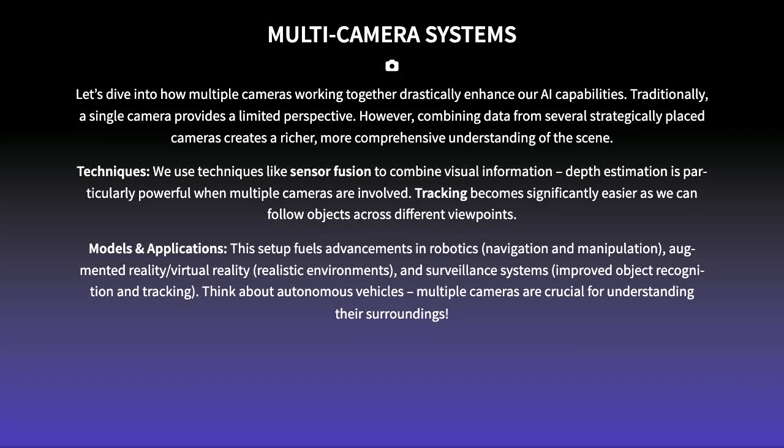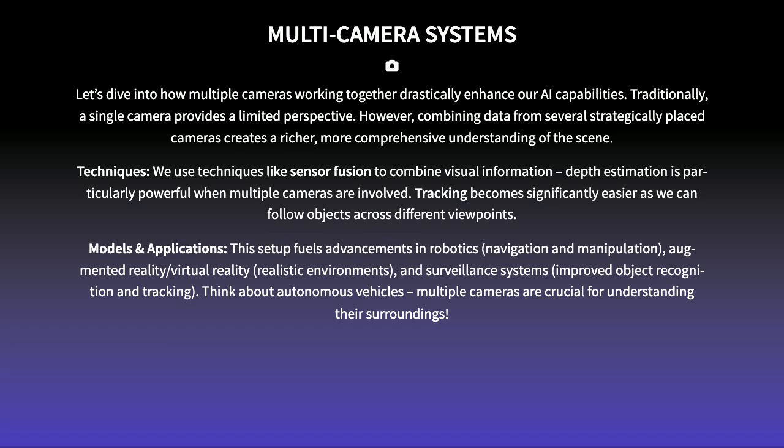Okay, so let's talk about multi-camera systems. It's a really powerful technique in the world of AI. Basically, instead of just relying on one camera's view, we use several cameras to get a much broader understanding of what's happening. This is especially useful for things like robots and self-driving cars. They need to see everything around them.